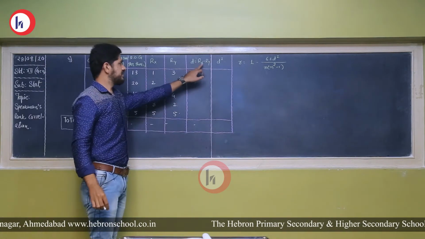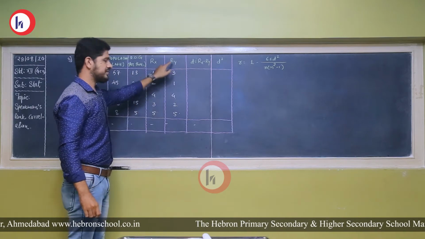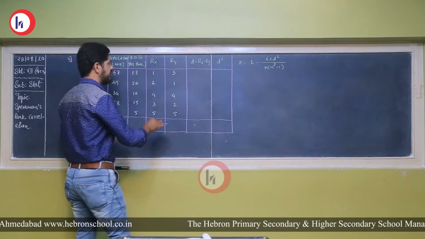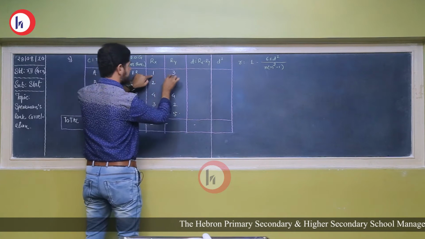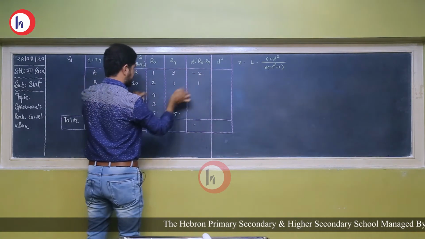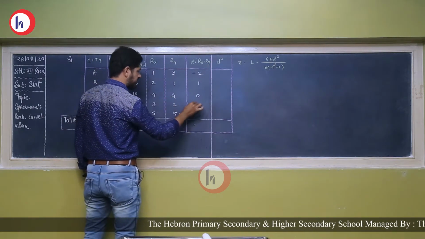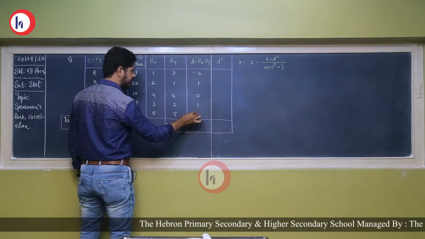Now d is the difference of Rx and Ry. So Rx is given, Ry is given. So find the difference. 1 minus 3, that is minus 2. 2 minus 1 is 1. 4 minus 4, 0. 3 minus 2, that is 1. And finally, it is 0.